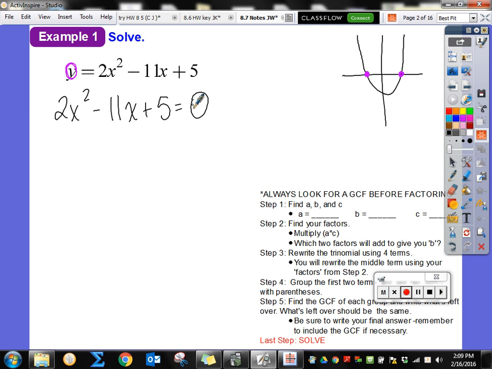So first thing you're going to do is we need to label our A, our B, and our C. So we have A is 2. What is B? Negative 11. And then what is C? 5. And then the process is still the same. We have to multiply A times C now, but now when I multiply 2 times 5, I get 10. We're so used to whatever's down here at C being at the top of our T chart. That does not happen when A does not equal 1. Hence why you can't use a shortcut.